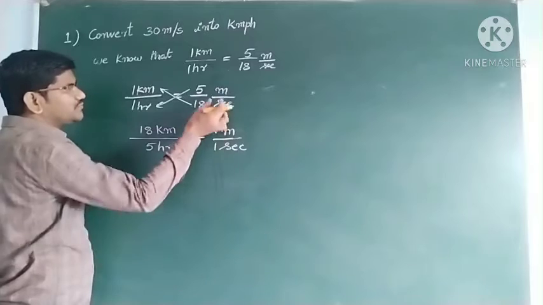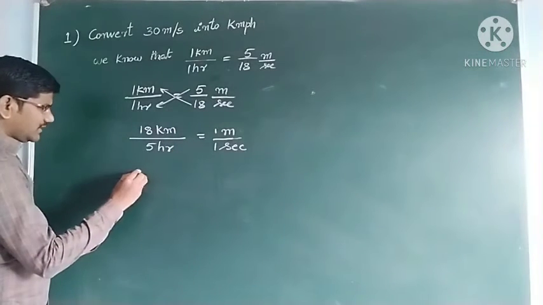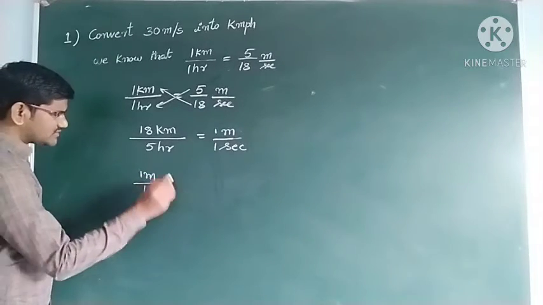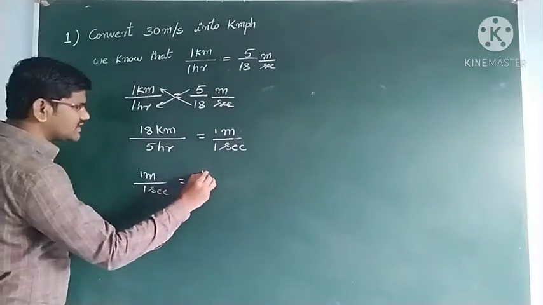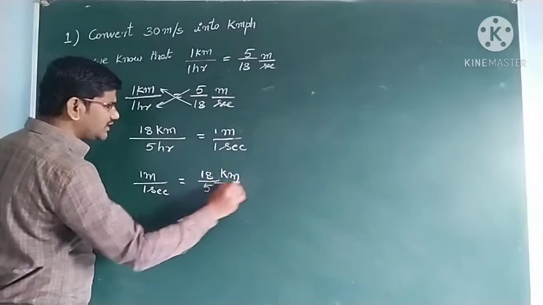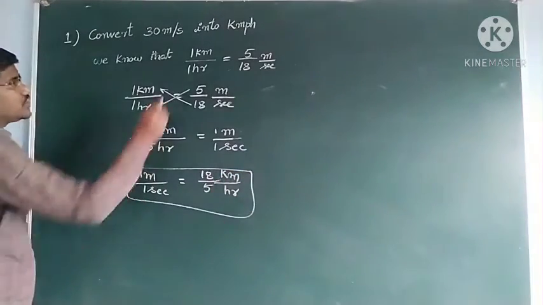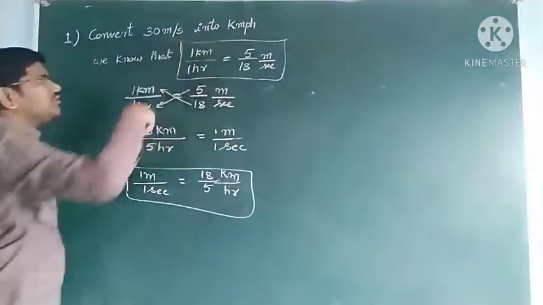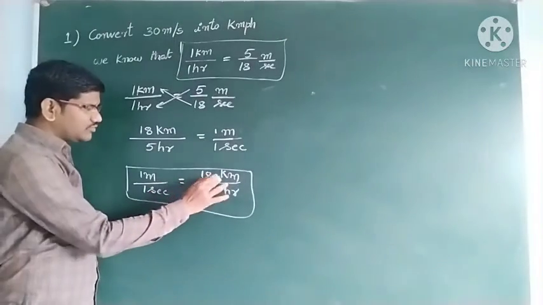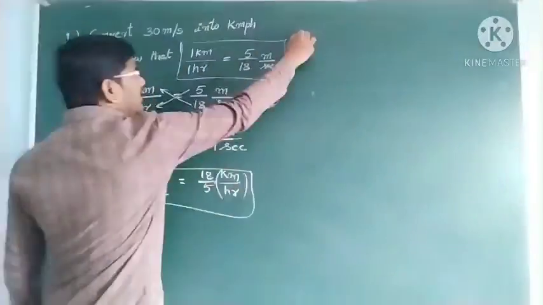Okay students. So 1 meter per second is equal to, so what do we get? See, 1 meter by 1 second is equal to 18 by 5 kilometers per hour. You just remember these two relations. So 1 kilometer per hour, just now we got 5 by 18 meters per second, and 1 meter per second is equal to 18 by 5 kilometer per hour. Now come to the problem.